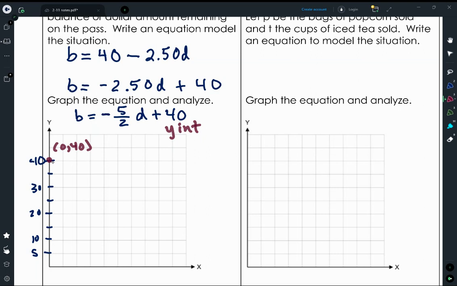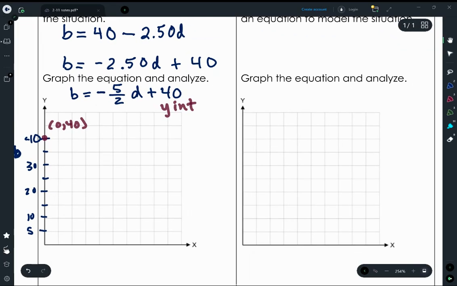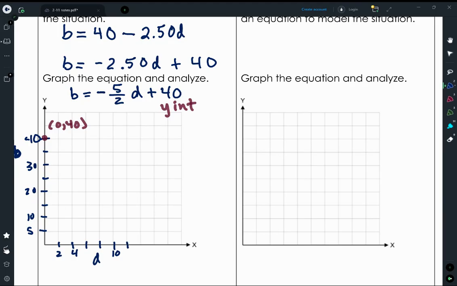And I know that the line's going down, right, because she keeps using it. So this side is going to be my money, my balance. Let's just write B. We don't have a lot of space here. And then my other axis is going to be the D for days. I have a little more room here, but I'm going to write a D. And I'm going to count these by 2s. 2, 4, 6, 8, 10, 12, 14, 16, 18, 20.